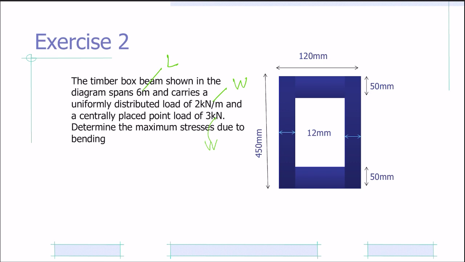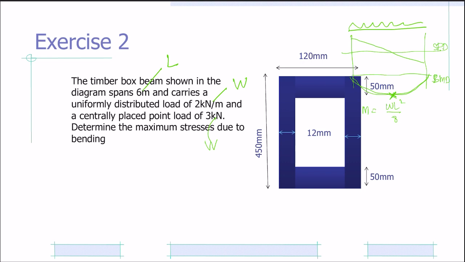Okay, maybe I tak mention lagi sebelum ni. Kalau tadi I cakap kalau UDL, okay, when you get UDL, when you draw the SFD and BMD, so I said that the maximum value here, you can just simply use the formula of WL square over 8 to get the maximum bending moment for your BMD, bending moment diagram.